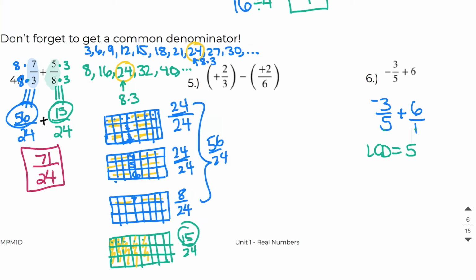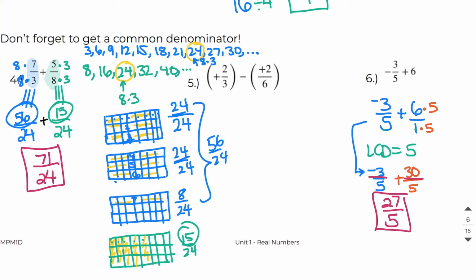So the nice thing is this -3/5 stays the same. I don't have to do anything to it at all, but the 6 over 1, I can multiply the denominator by 5 to get that common denominator of 5, and whatever I do to the denominator, I have to do to the numerator. And now I'm going to have a final answer with a denominator of 5, and I just have to add -3 plus 30 together, and that gives me positive 27. So my answer here is 27/5.